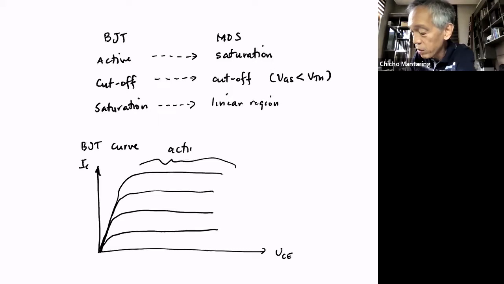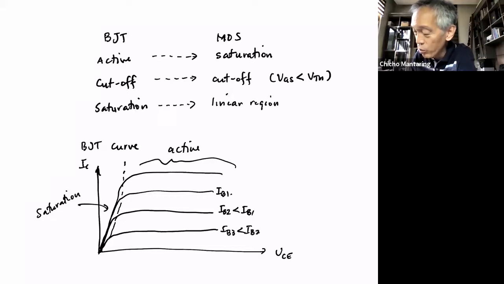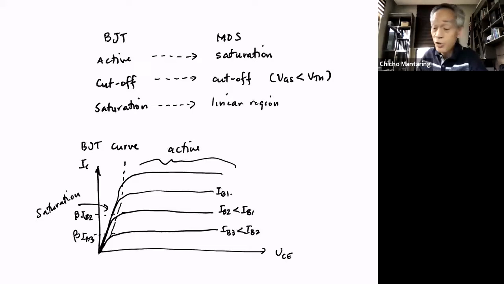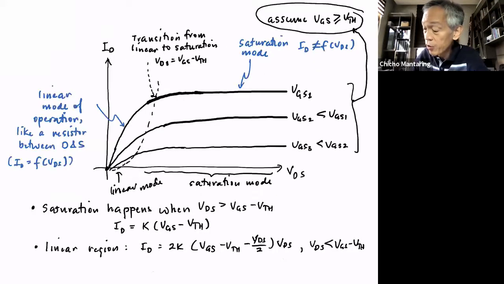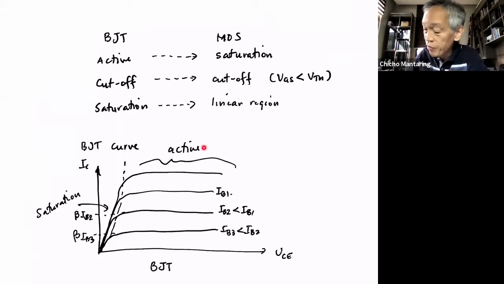Where this is your active region, and this is your saturation. And these are the different values of IB, no? So this is IB1, IB2, which is less than IB1, IB3, which is less than IB2, no? And now this would just be equal to beta times IB2. This is just beta times IB2, this is IB3, no? So this is sa BJT. We did not really discuss this, but if you compare this to this, you're going to see that yung saturation dito, ang katapat niya rito is yung active region. So I hope that does not confuse you.